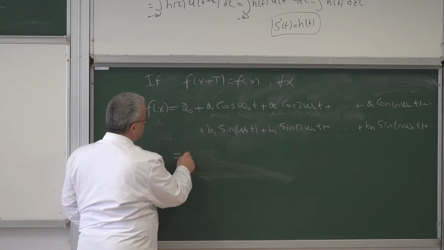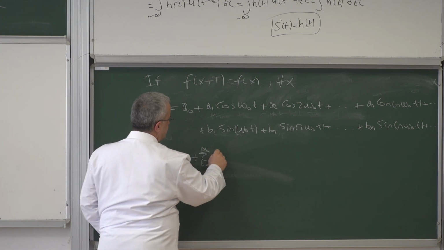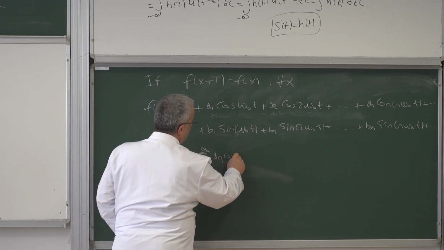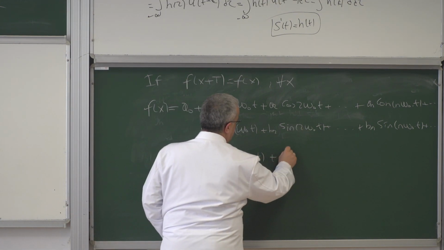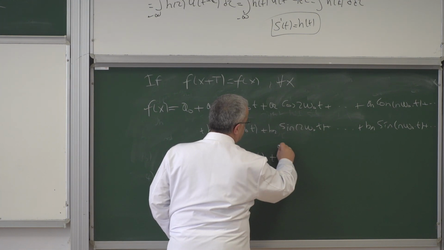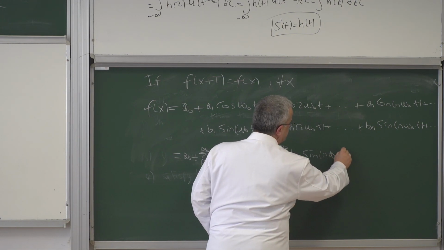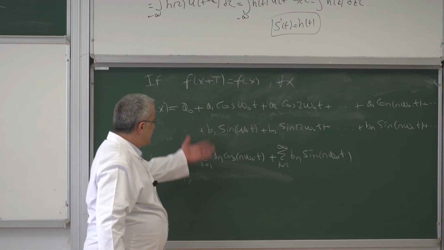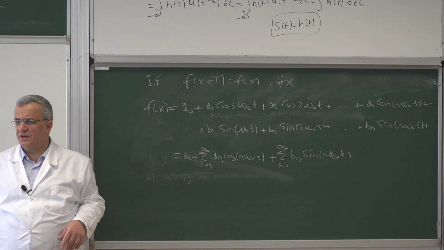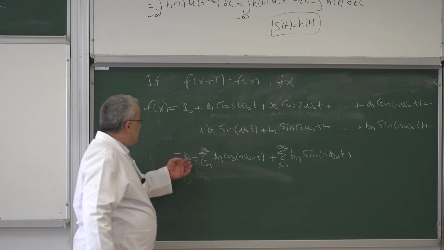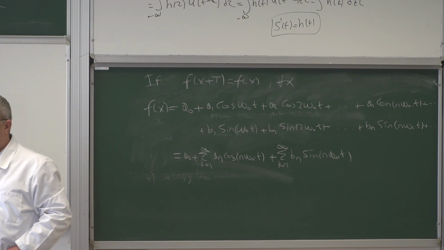A short form of writing this is like this: a0 plus the sum from n equal 1 to infinity of an cosine n omega 0 t, plus the sum from n equal 1 to infinity of bn sine n omega 0 t. Okay? Can I write it in this form? So can I say this is equal to that? Okay? And what are these a0, an, and bn? How can I determine them? Okay?